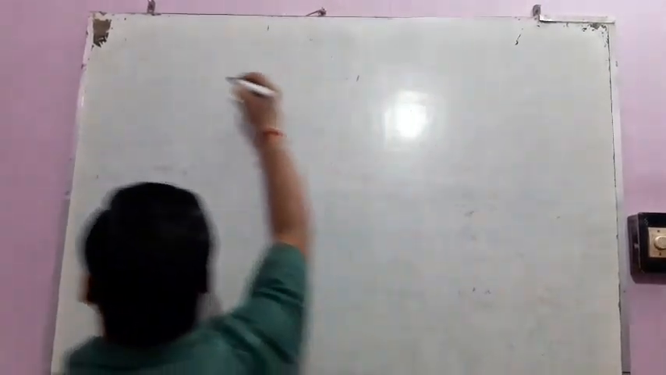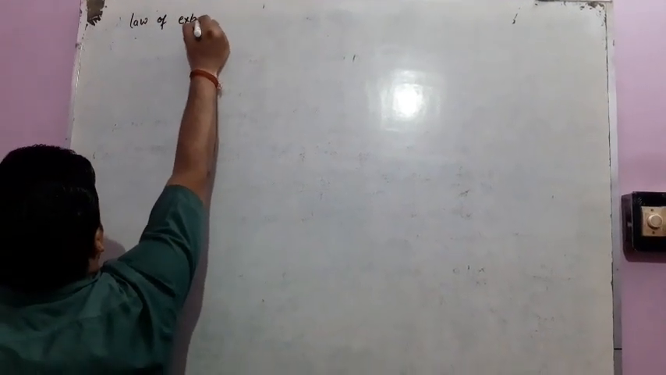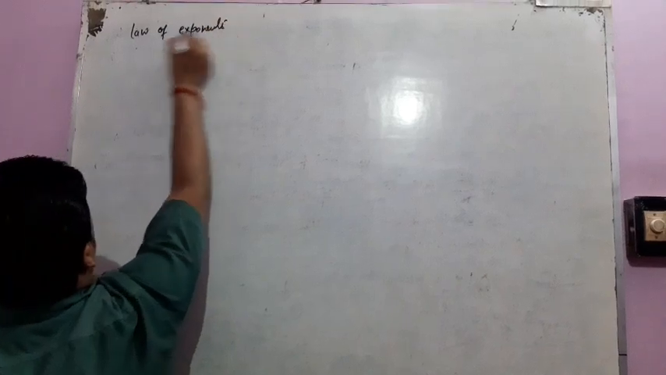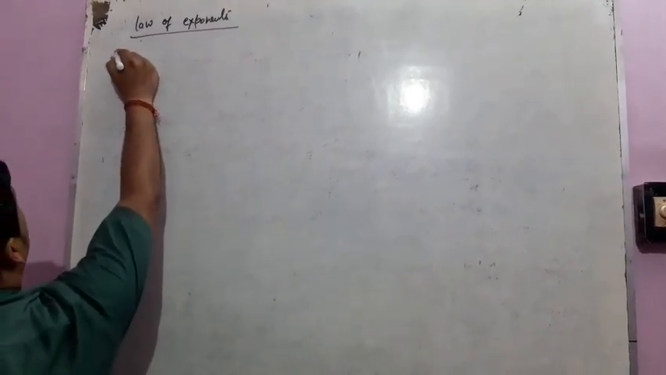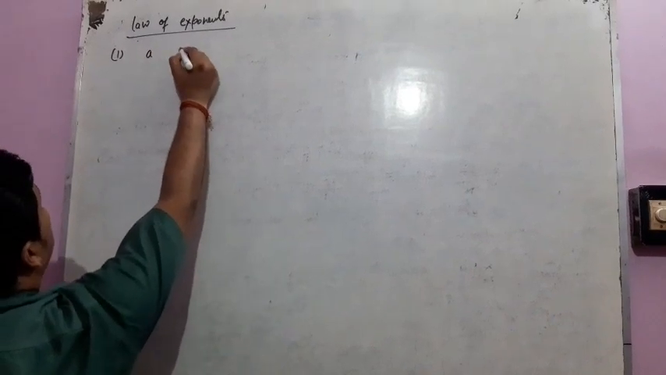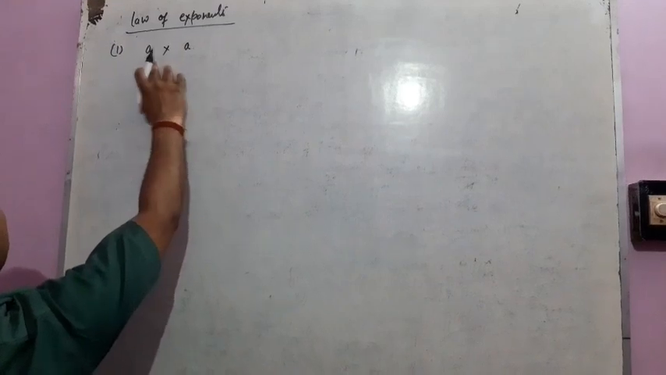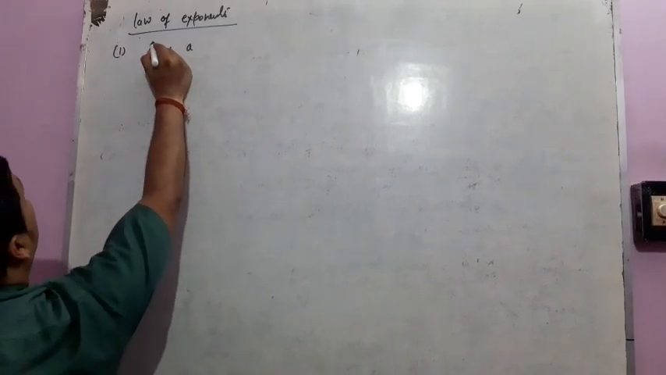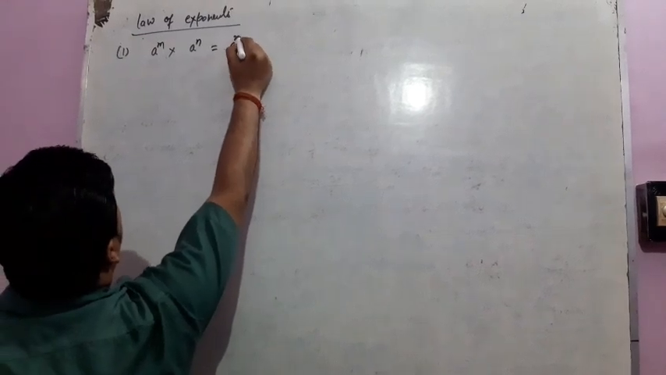But before that, we have to study the laws of exponents. Before solving this exercise, we have to recall in our mind what the laws of exponents are. The very first law: suppose two numbers have the same base and they are multiplied and have different exponents, then for solving it we add their exponents.